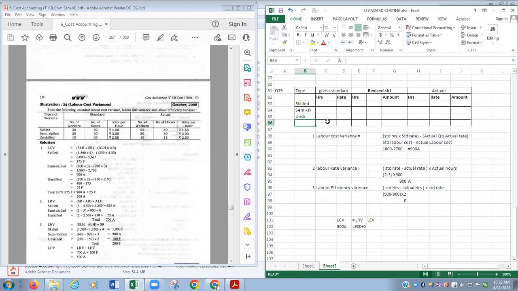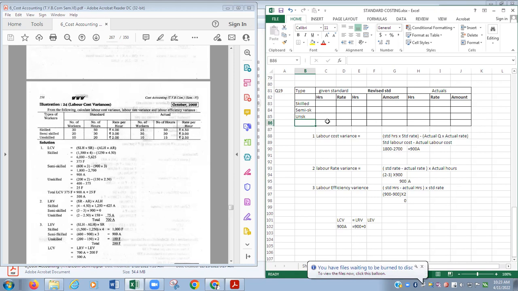Okay. So let us see from the following: calculate labor cost variance, labor rate variance, and labor efficiency variance. Okay. Nowhere they have mentioned the quantity, so we presume that the quantity referred in standard as well as actual is same. Okay. So we just need to go through the formulas, nothing else. So that's an easy sum.